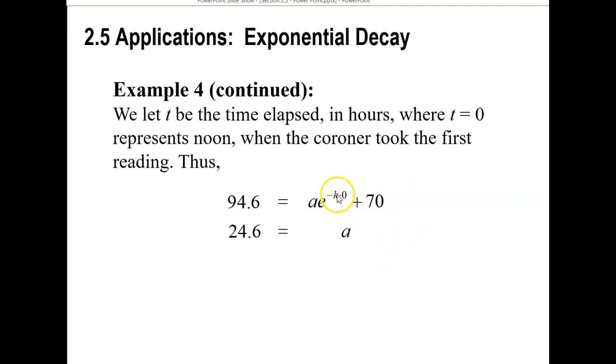All right, e to the power of 0 is 1. This exponent would be 0, and e to the 0 is 1, so this is just A plus 70. So they just subtracted 70 from both sides. 94.6 minus 70 is 24.6, and the right side becomes just A. So that's our A value. Our function becomes T equals 24.6 e to the negative KT plus 70. So the first step is to use that model to find A using the initial temperature.